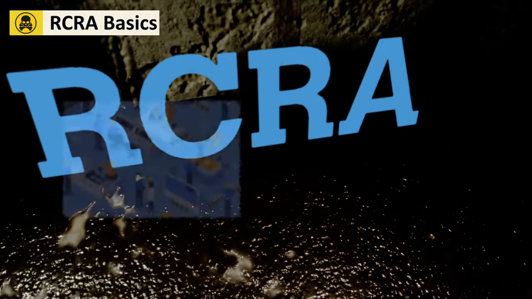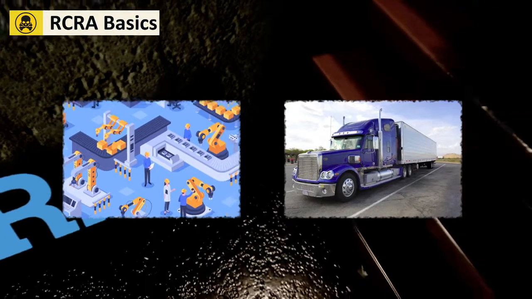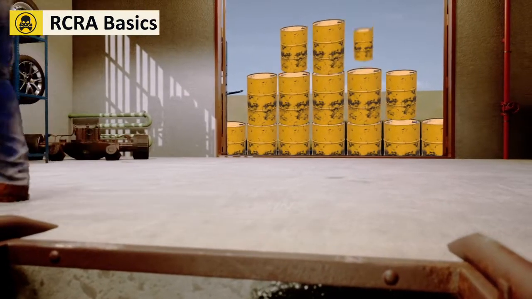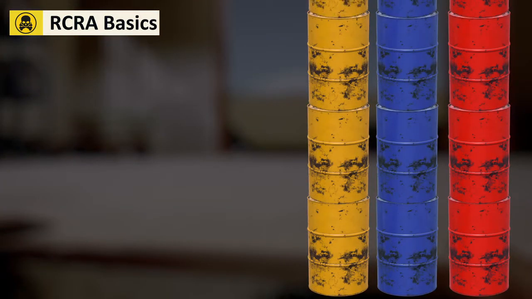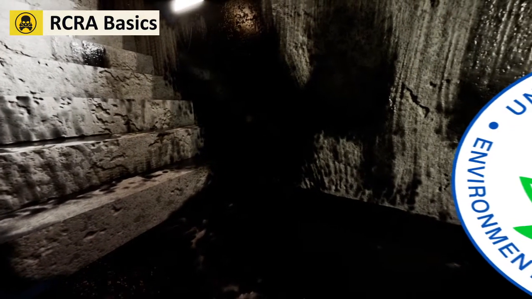RCRA also regulates generators and transporters, requiring waste generators to classify hazardous waste. RCRA also works to ensure waste minimization. This means that the more waste your facility generates, the more rigorous the regulations for your facility will be. As we'll see, classifying wastes can be challenging.